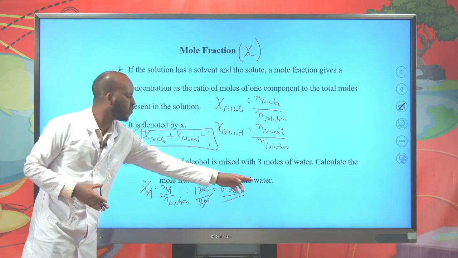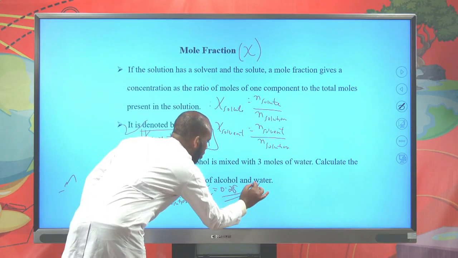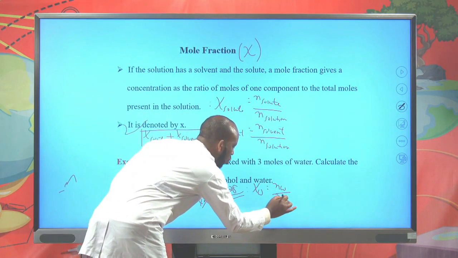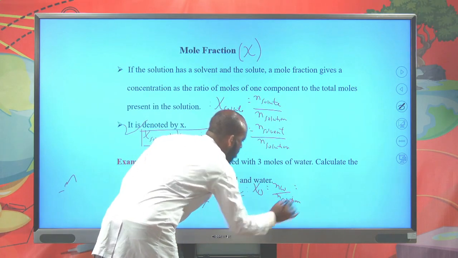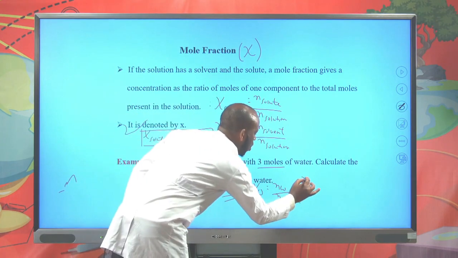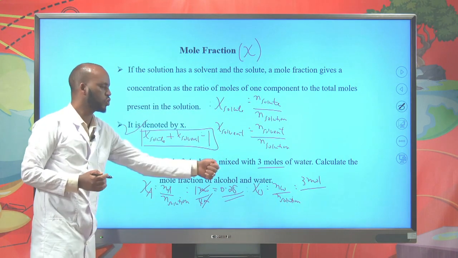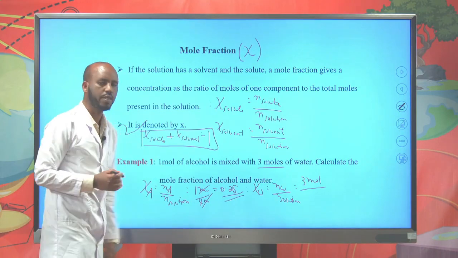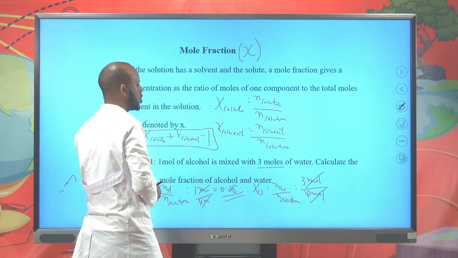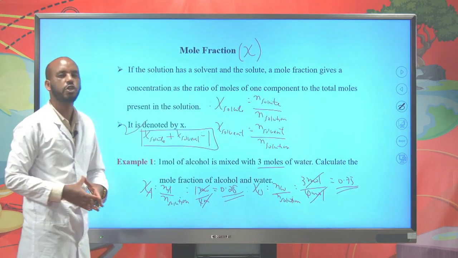What is the mole fraction of water? Mole fraction of the solvent. Mole fraction of water equals number of moles of water divided by number of moles of solution. Number of moles of water is 3 moles. 3 moles divided by number of moles of solution, which is number of moles of solute plus number of moles of solvent, which is 1 plus 3, is 4 moles. Mole will be cancelled by mole. 3 divided by 4 is 0.75. Mole fraction has no unit.